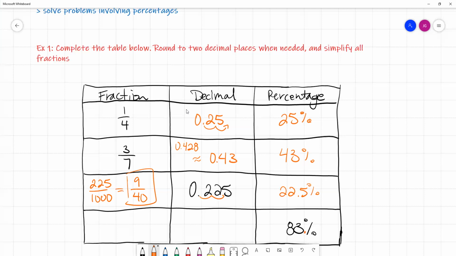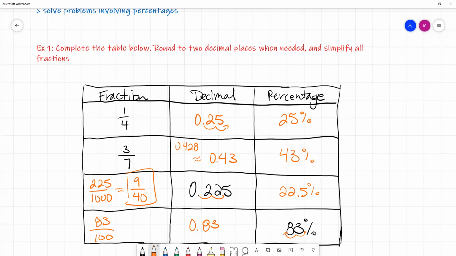And if I'm going backwards from percentage to decimal, then I move it to the left instead of to the right, okay? So this is going to give me 0.83. And then I do the same thing to convert it to a fraction, okay? This is 83 hundredths because this 3 is in the hundredths place, the second place. So I have 83 over 100, okay?